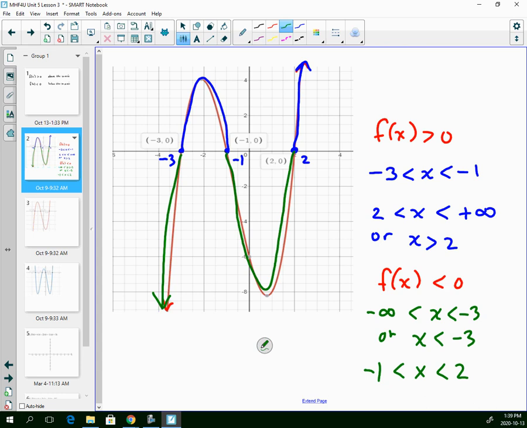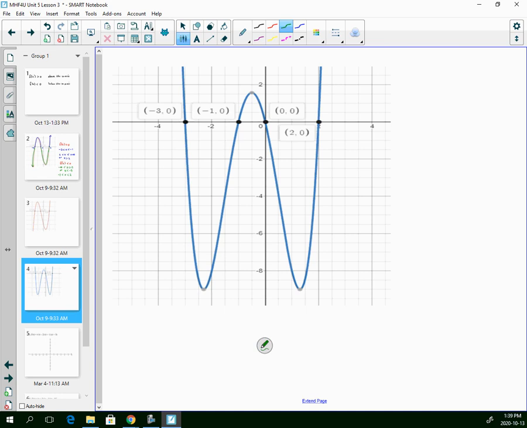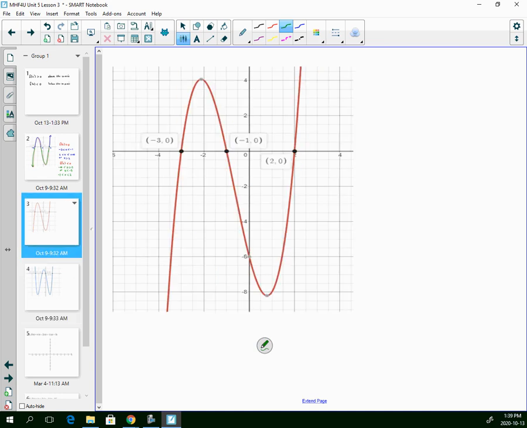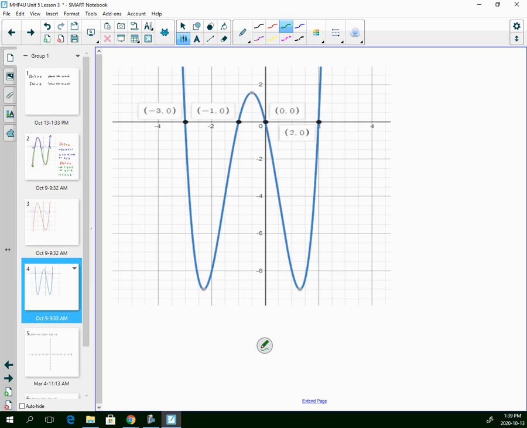Okay? So let's look at this one. So this is an even degree. Ends both going in the same direction. So where is the graph above the x-axis or positive? Well, it's above here and here. So here and here is where it's greater than 0.